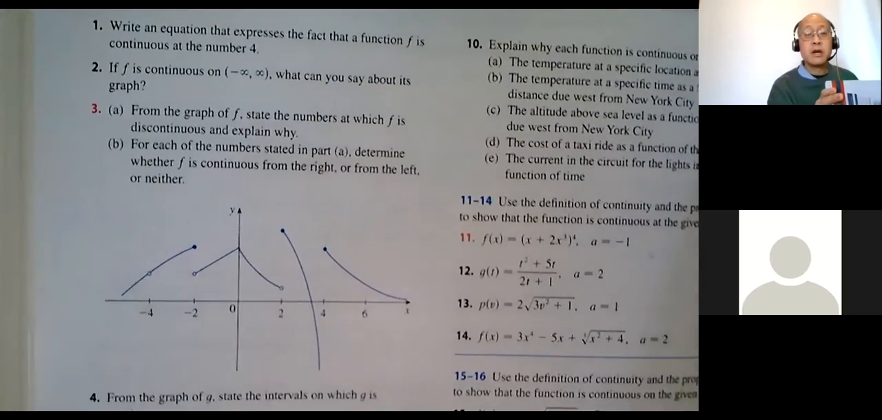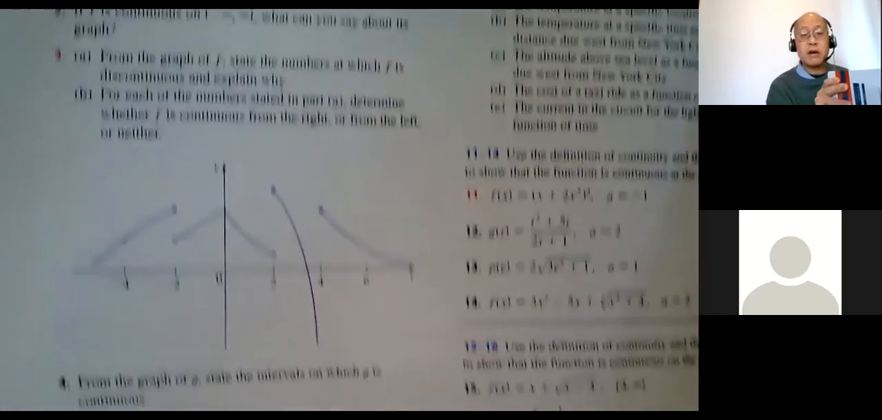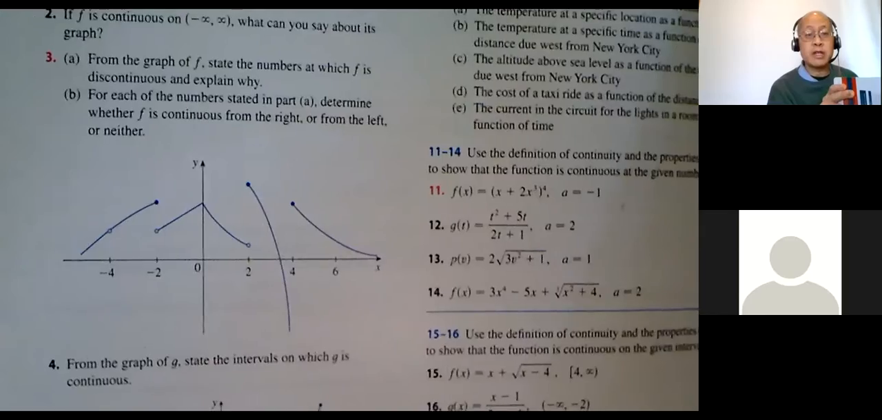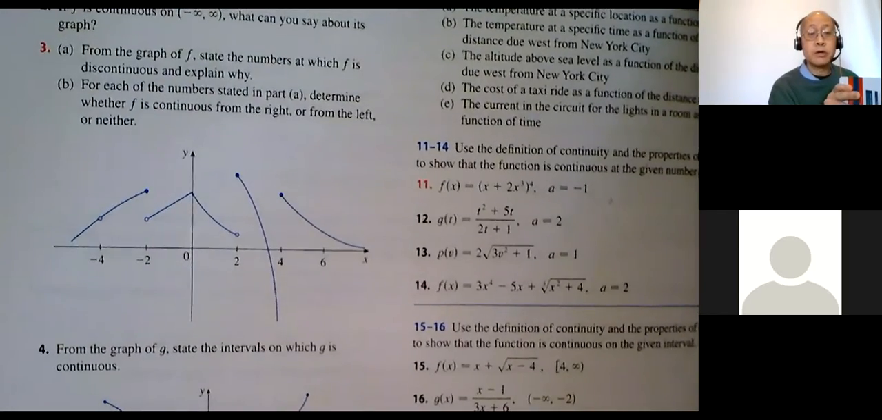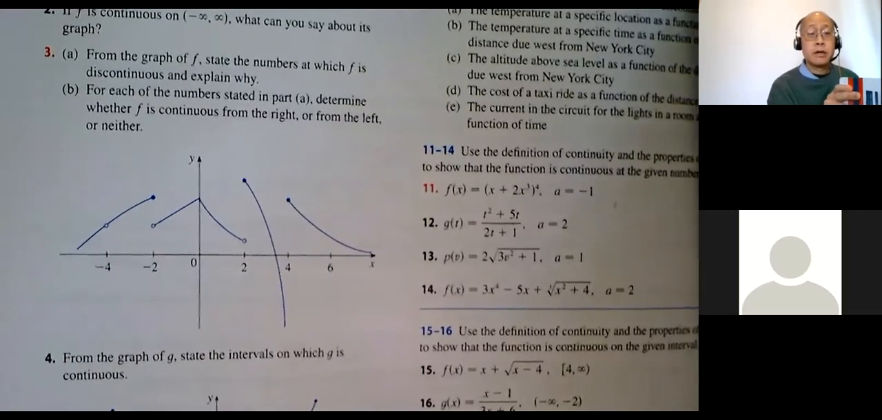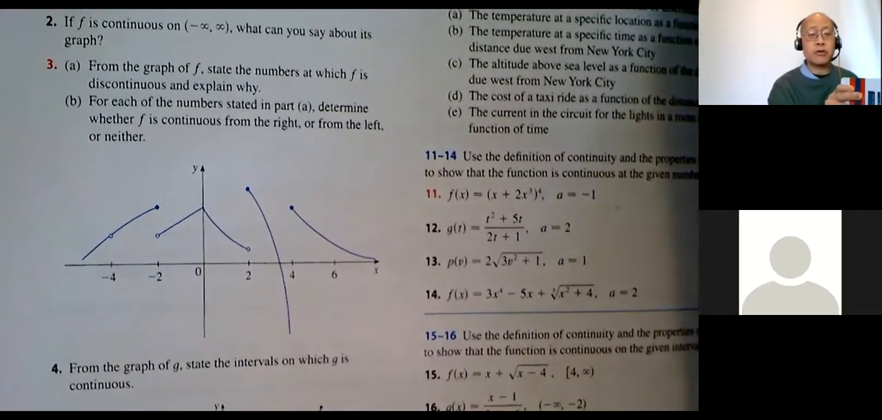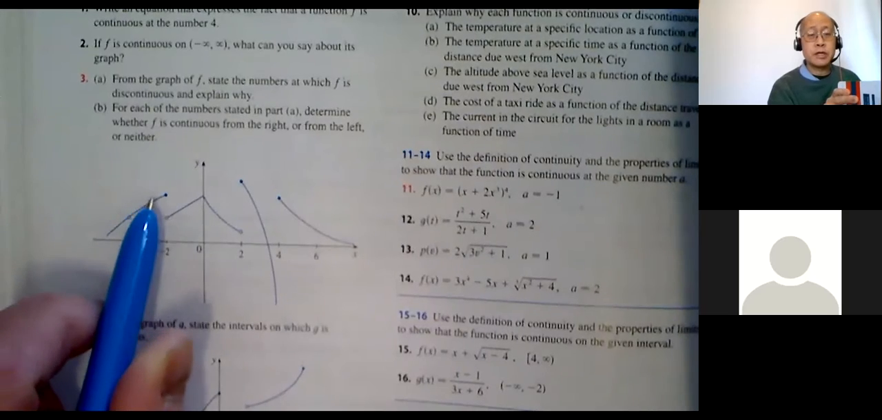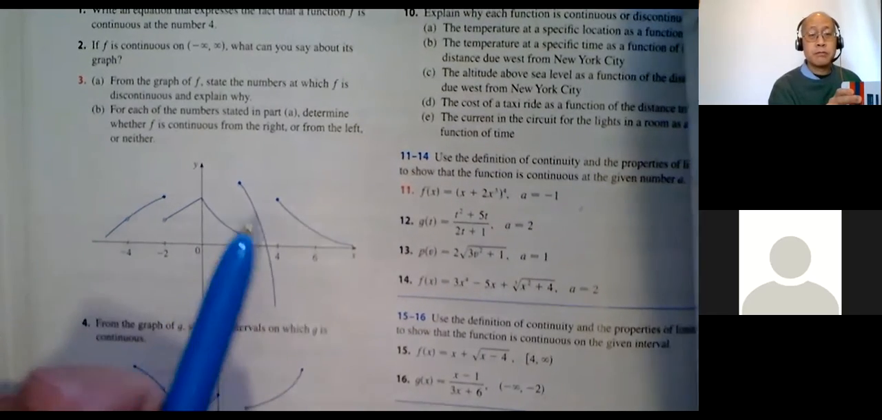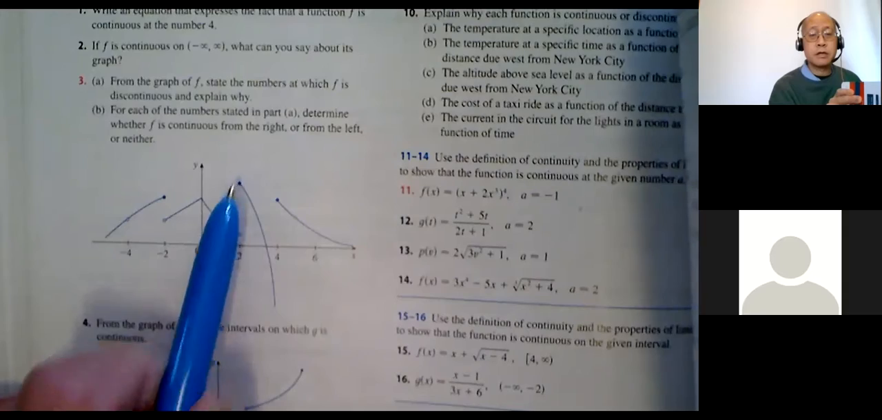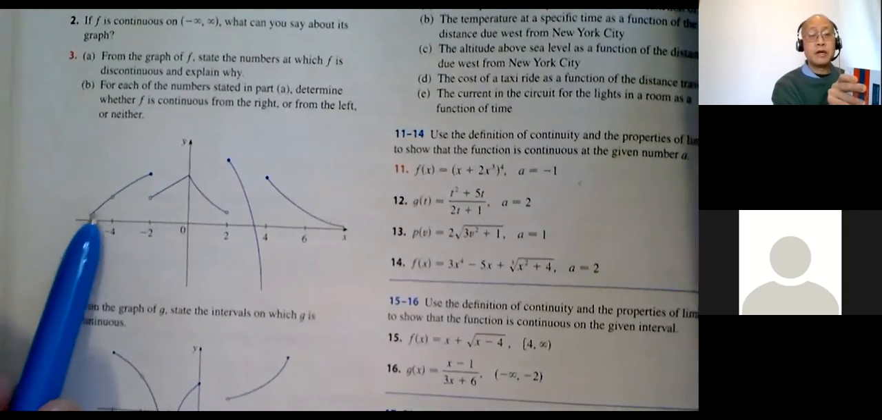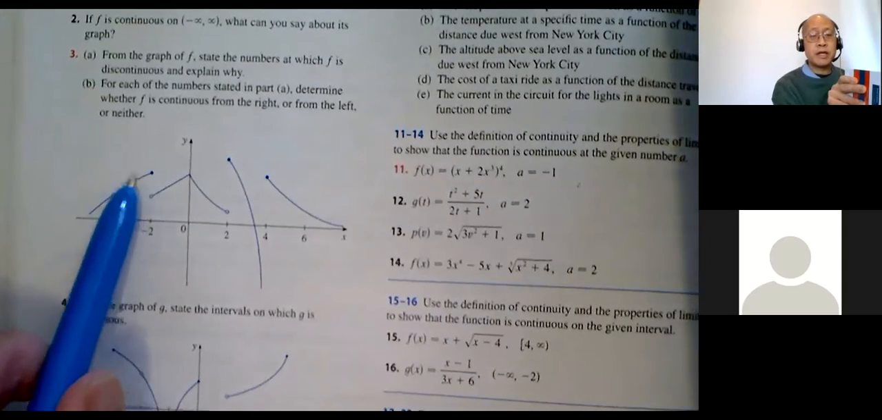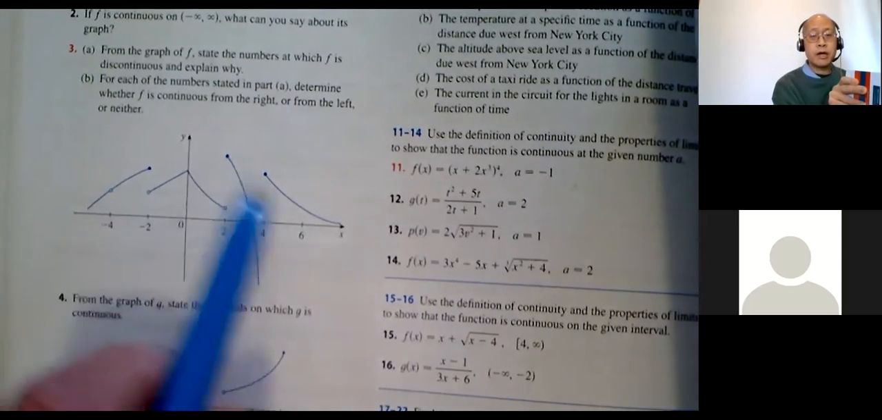Number 3. Where's the function discontinuous? Well, wherever you have to lift up your pencil from the paper, you don't really have to state why. So -4, -2, 2, and 4. Okay, -4 is neither continuous from the left or the right. -2 is continuous from the left. +2 is continuous from the right. And 4 is continuous from the right. Okay, so for part B, -4 is neither. -2 from the left, +2 from the right, and +4 from the right.